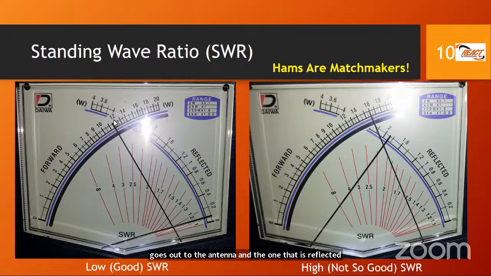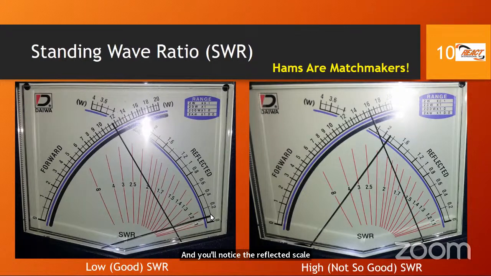So if we were to look at the left-hand side, this instrument here, if you read the forward scale here, you see you have a pretty good transmit output power here. That's the needle here showing us this is what we're transmitting. Maybe we're about 11 and a half watts or so forward, right? And you'll notice the reflected scale. That dial's hardly moved at all.